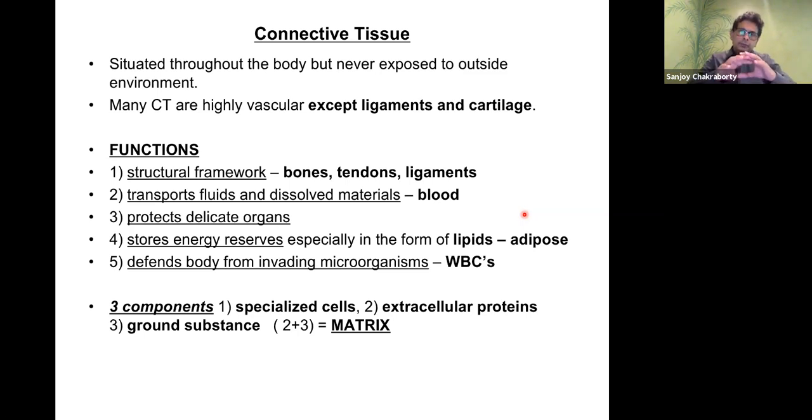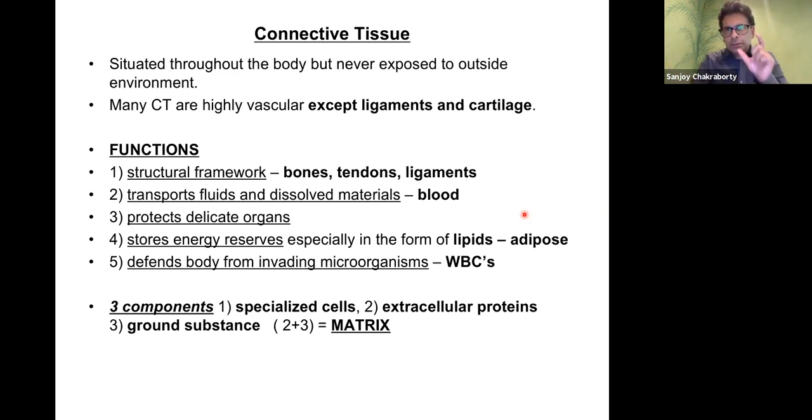So connective tissue has a variety of functions depending on what type of connective tissue you're talking about. Examples of connective tissue are bones, tendons, ligaments, the bottom layer of your skin, blood, lymph, adipose tissue, cartilage, areolar tissue. These are various types of connective tissue. So obviously they have various types of functions.